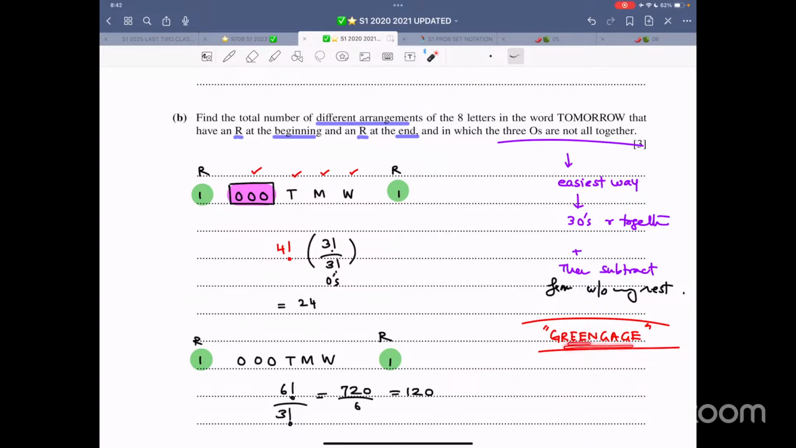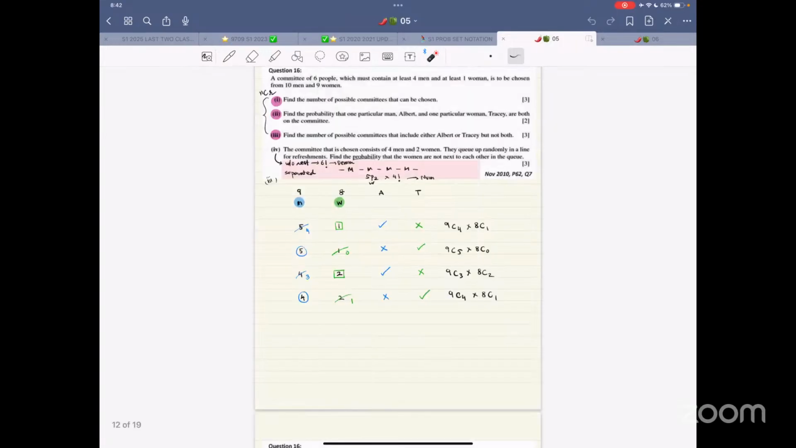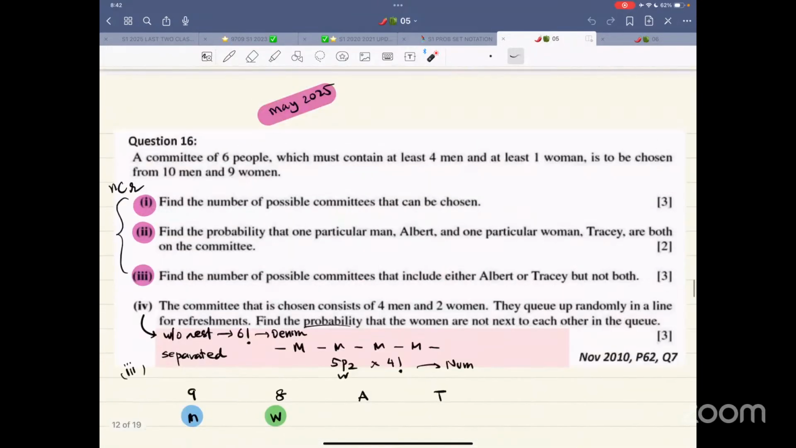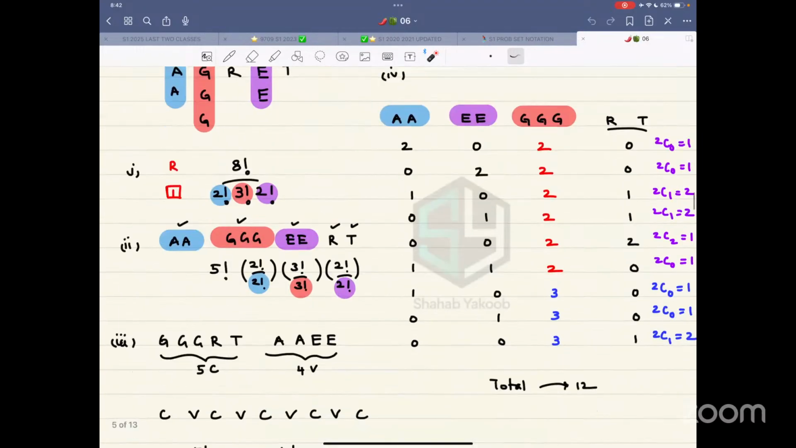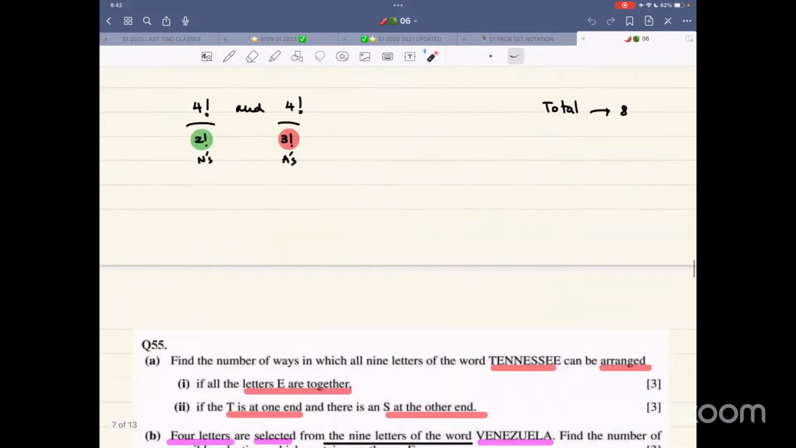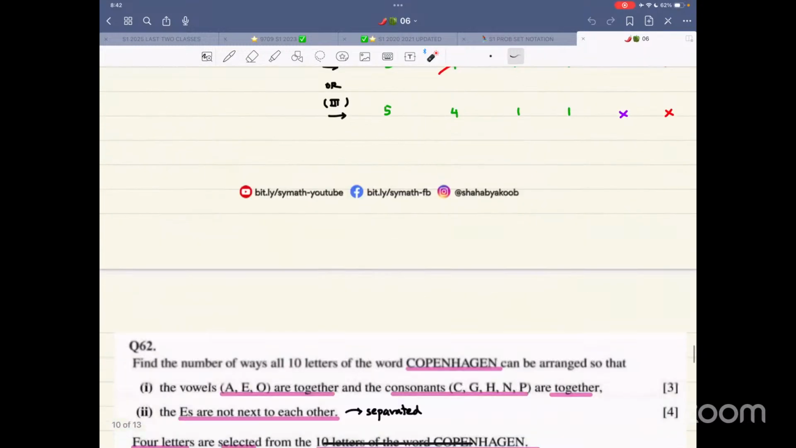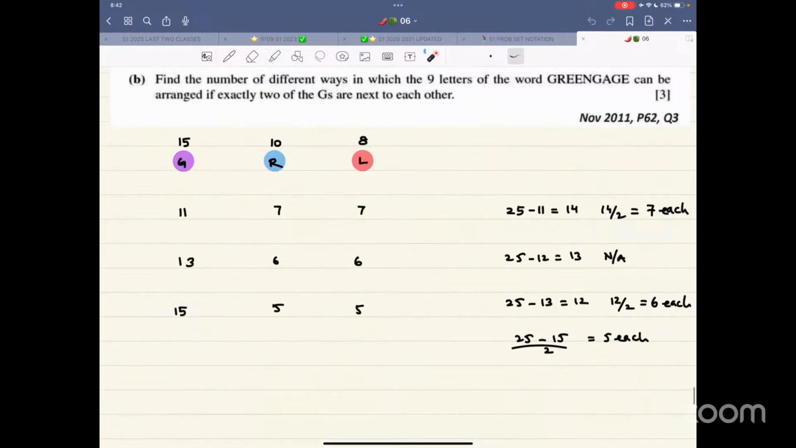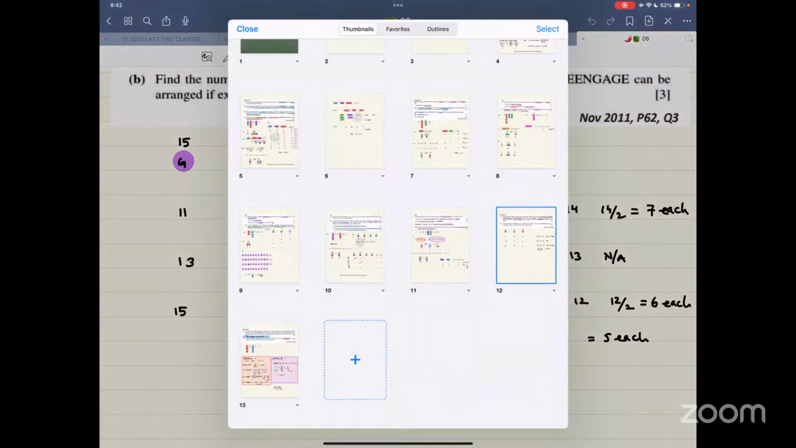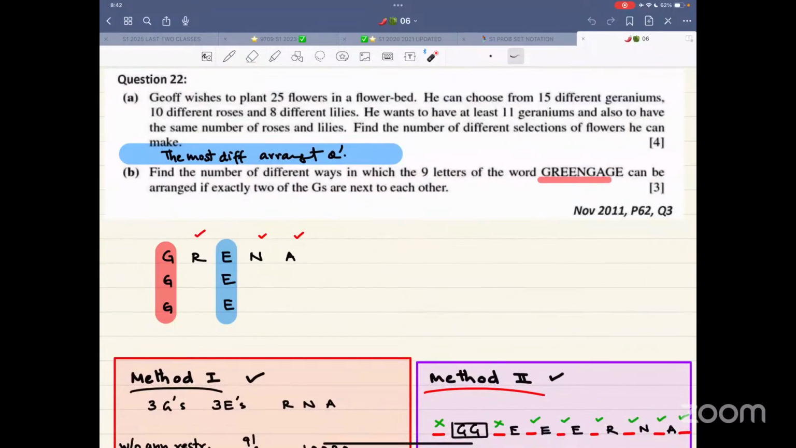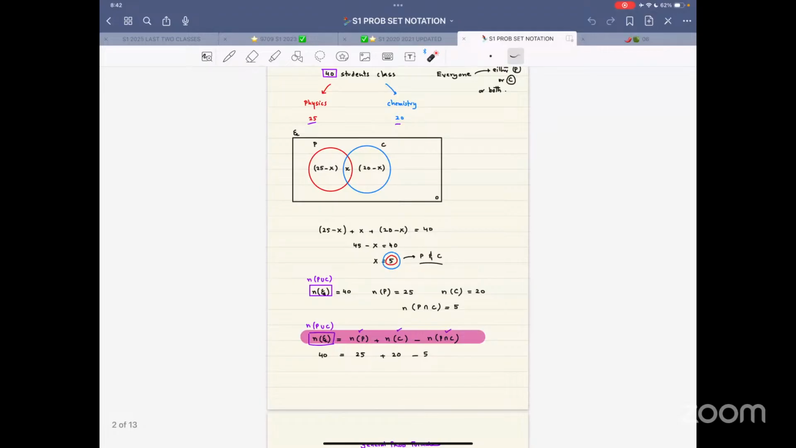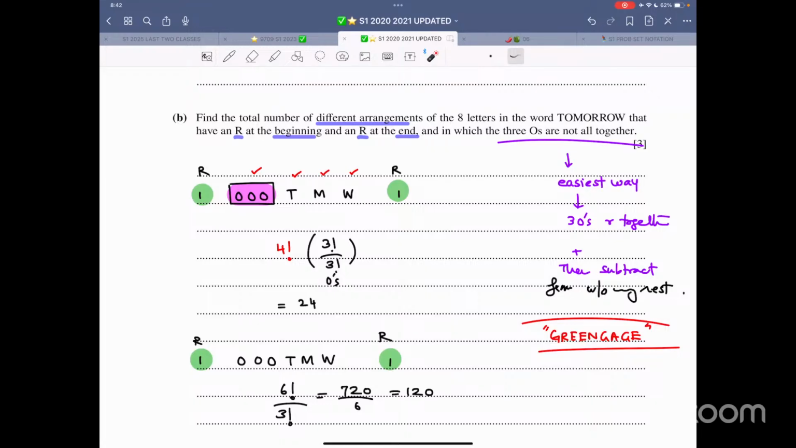I would also focus on this question, the green gauge one. I think it's right over here. No, not in this one. I think it's right over here. There is aggregate, and let me just get everything in one place. Let me just double check. I hope it's not, yeah, there it is. So the green gauge question, I would also focus on this one. And then I would focus on the probability set notation also. So let me focus on this first.